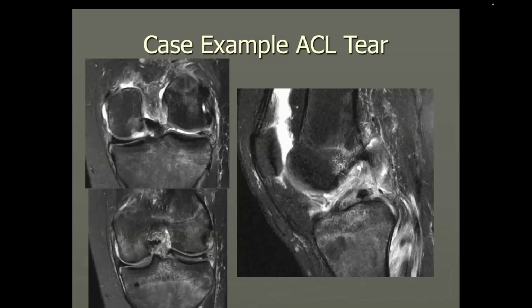Here's a case example of an ACL tear. Here you see again, just that mid-substance disruption. You see some fibers still attached here at the tibia, but then really nothing. And then some residual fibers up here at the femur. And again, here you just don't see any sort of attachment coming up here to the femur.